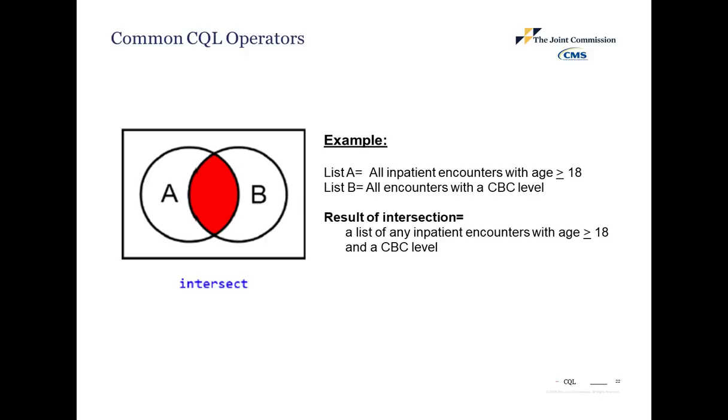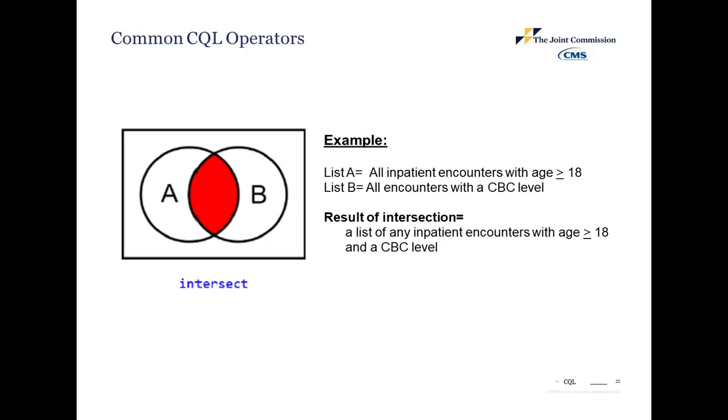If list A returns a list of all inpatient encounters with age 18 years and older, and list B returns a list of all encounters with a CBC level, then the result of this intersection is a list of all inpatient encounters age 18 years and older and a CBC level.